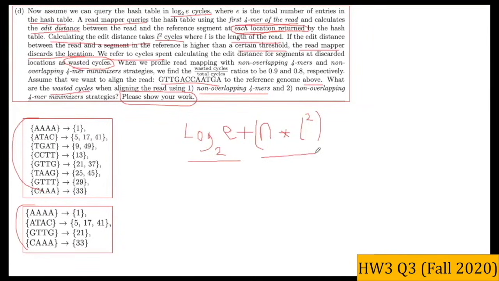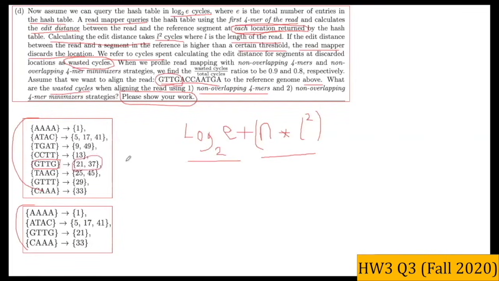What you need to do is just extract the first 4 characters from here, which are G, T, T, G, and try to query the hash table. Now let's see, do we have GTTG here? No, no, no, no, we have it here. So we got a hit here. And this hit will lead to having 2 locations as n.